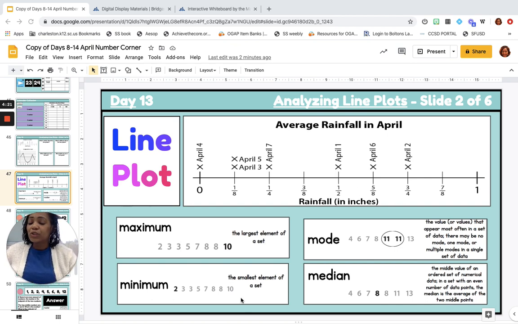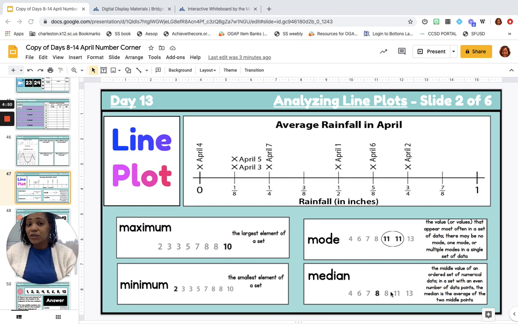Then we have minimum, which is the smallest number in our set. Which one has the smallest number that has an X represented on top? Good, 0. 0 is the smallest number, which would be the minimum. Now we have the mode. The mode is which one happens most frequently. And hopefully you can see very clearly that there are 2 days that have 1/8 of an inch. That's April 5th and April 3rd.